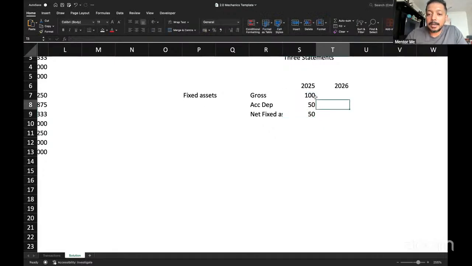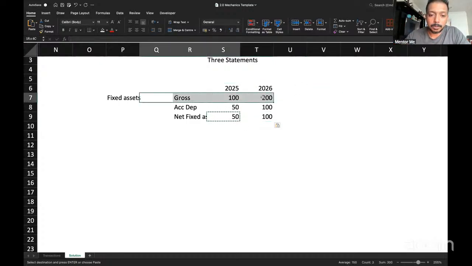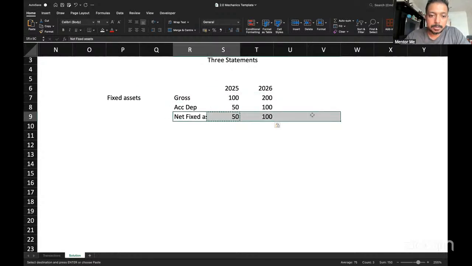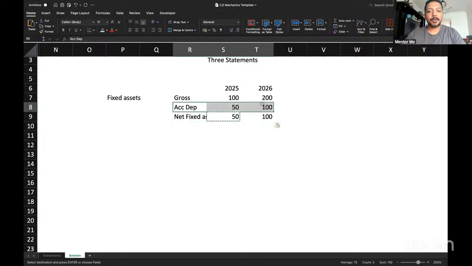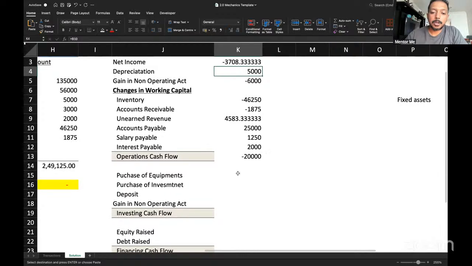Right? And next year, you purchased more assets. So let's say it was 100 plus 100. And the depreciation, let's say, increased by, again, 50. So whenever we are calculating cash outflow from investments in case of equipments, you want to do it on the gross values, not on the net values. Just remember that. Okay. Because net values would have the complication of depreciation, which we have already considered by adding the depreciation here. So there will be a double counting, right? So only on gross values.